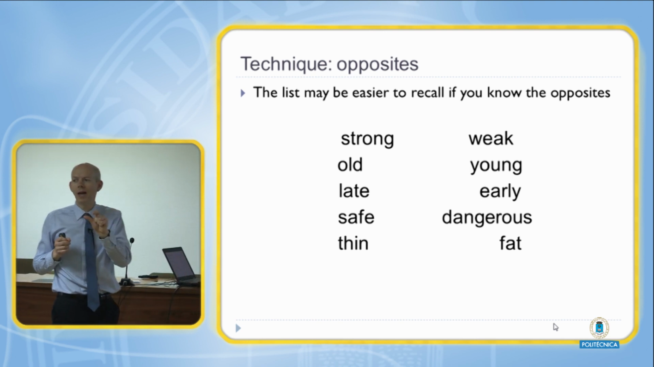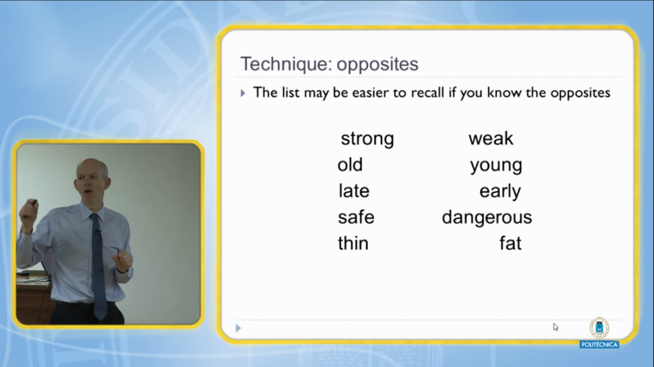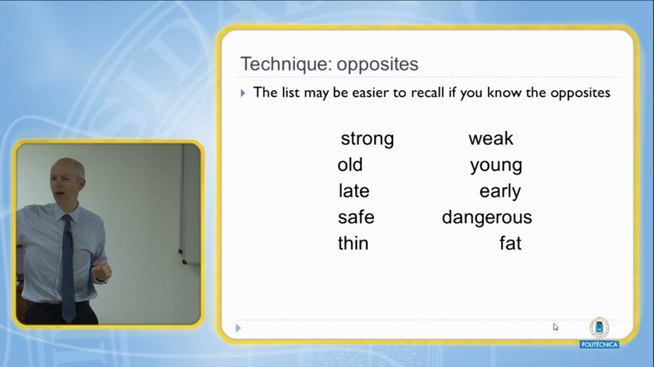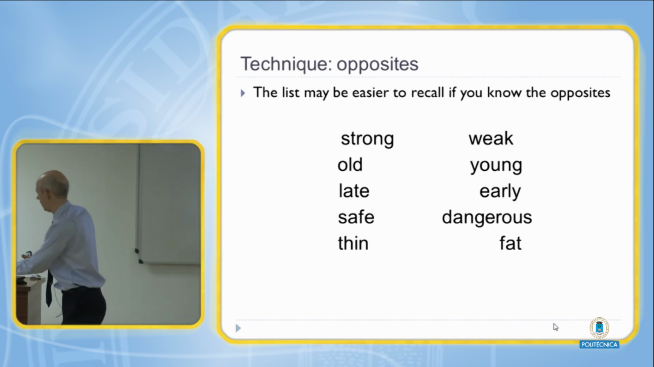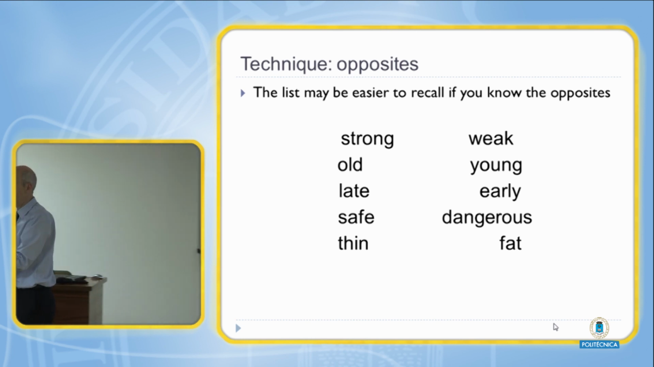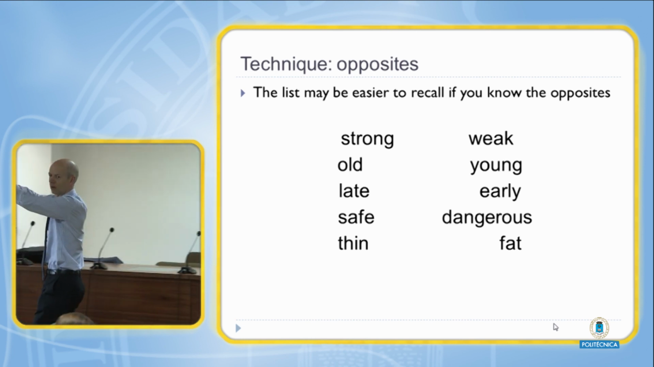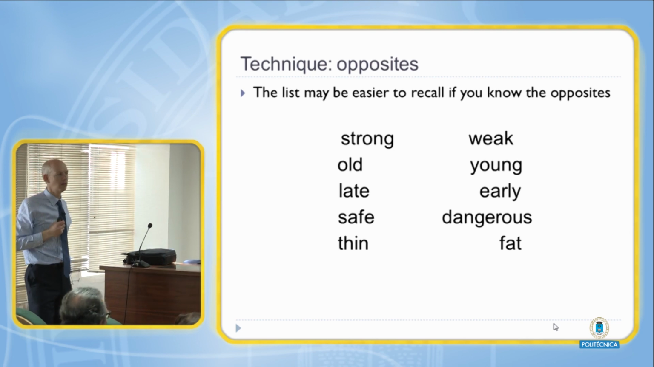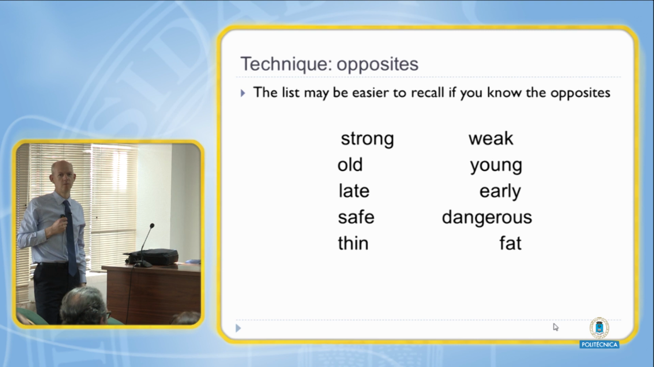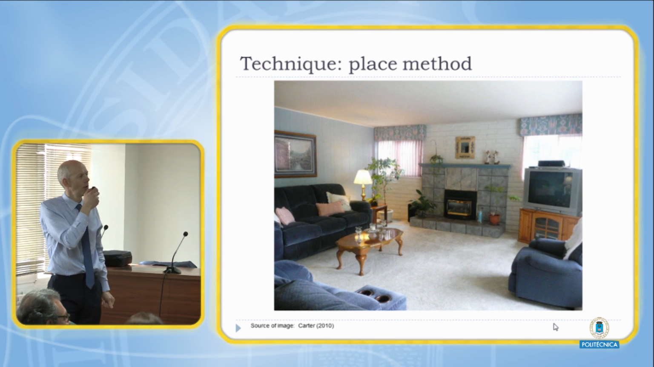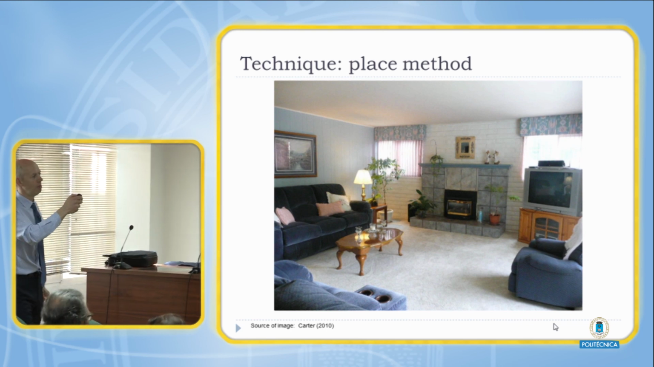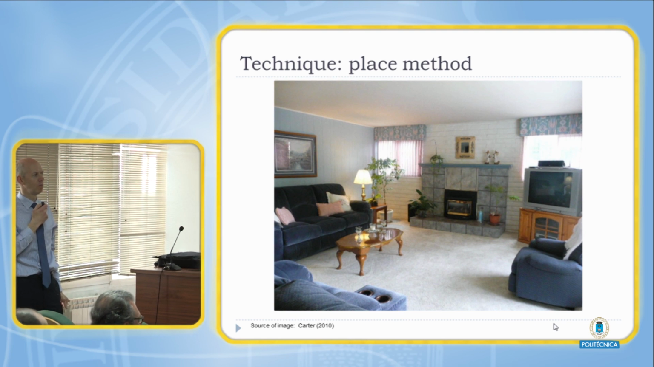And now I'd like you to place each of those words on one of the places in the room. So go around the room and take the word strong and place it on your first place. And then take the second word old and place it on the second place. Go around the room doing that. Okay, so you should have in your mind a room like this, and within that room you have a number of locations which you're familiar with.